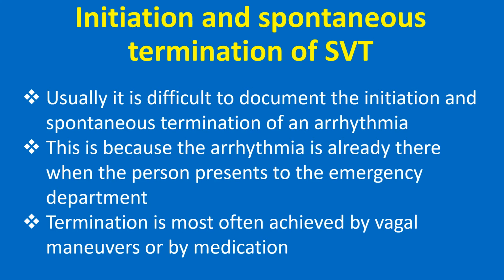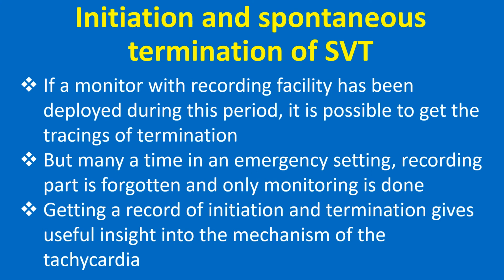Usually it is difficult to document the initiation and spontaneous termination of an arrhythmia. This is because the arrhythmia is already there when the person presents to the emergency department. Termination is most often achieved by vagal maneuvers or by medication. If a monitor with recording facility has been deployed during this period, it is possible to get the tracings of termination. But many a time in an emergency setting, recording part is forgotten and only monitoring is done. Getting a record of initiation and termination gives useful insight into the mechanism of the tachycardia.